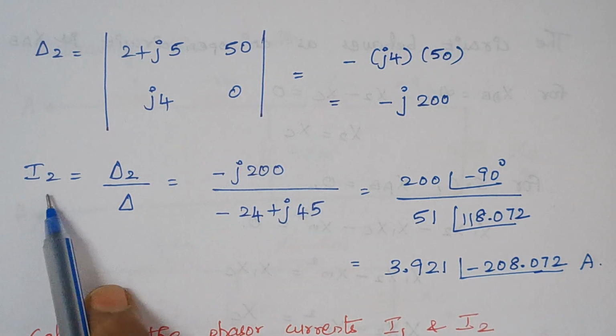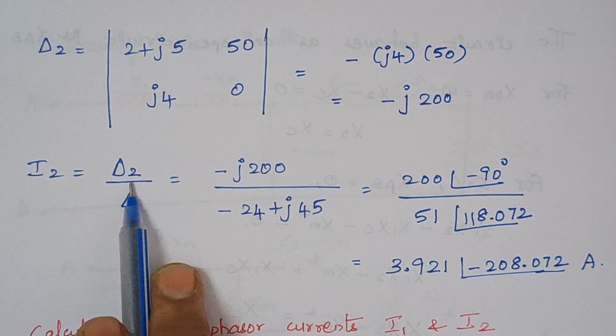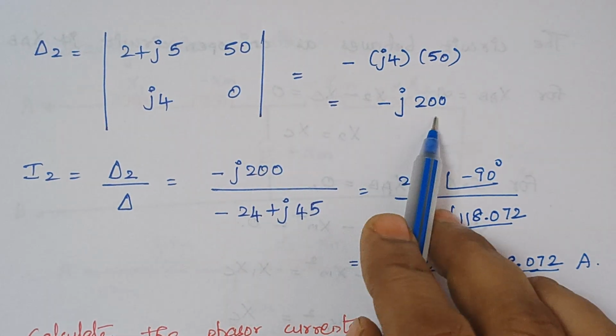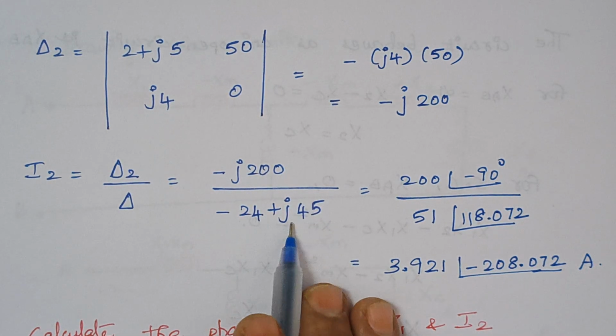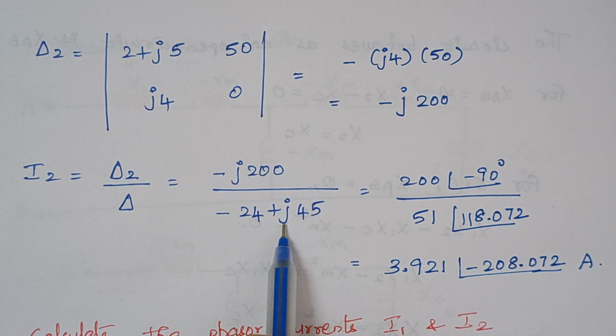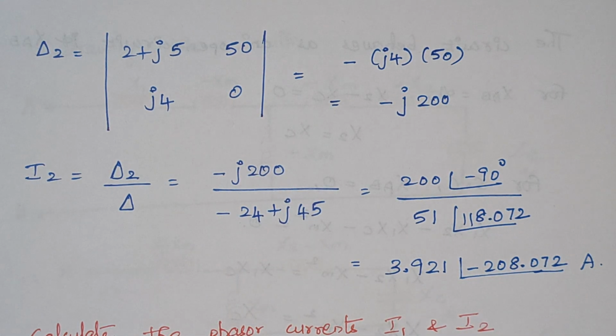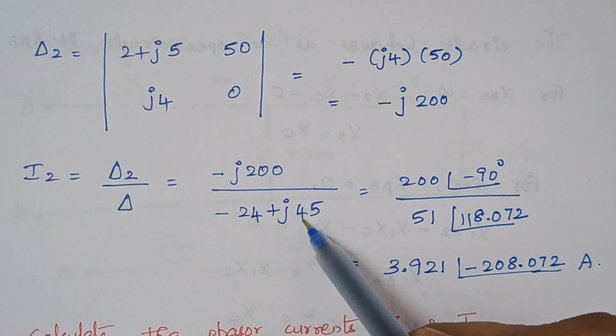Now what is the formula for I2? I2 is del 2 by del. The value of del 2 is minus J200 and the value of del is minus 24 plus J45. These two terms are in rectangular coordinates. You can directly solve by using a calculator. You can keep the same values as such and find the answer using a calculator.